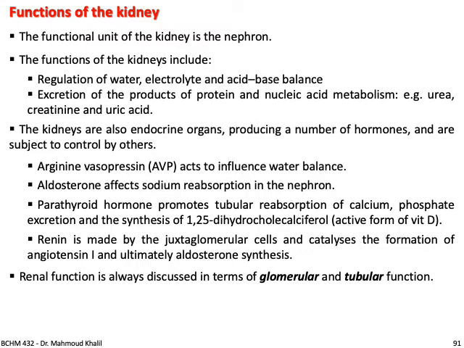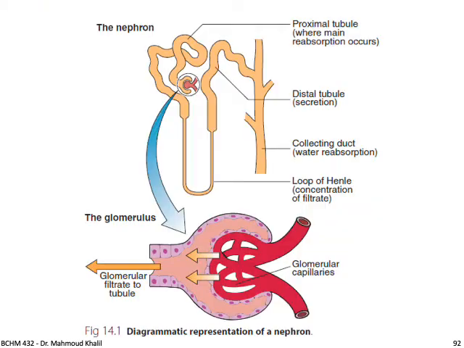Renal function is always discussed in terms of glomerular and tubular function. If you look closely here, you'll see the Bowman capsule, which contains the glomerulus capillaries, and this leads to the proximal tubules where reabsorption occurs, then the loop of Henle where the concentration of filtrate occurs, and then to the distal tubules where secretion occurs, and finally all of this is collected in the collecting duct for water reabsorption.